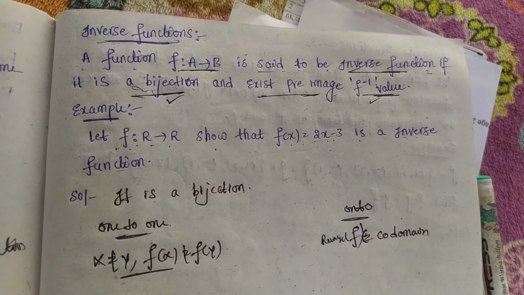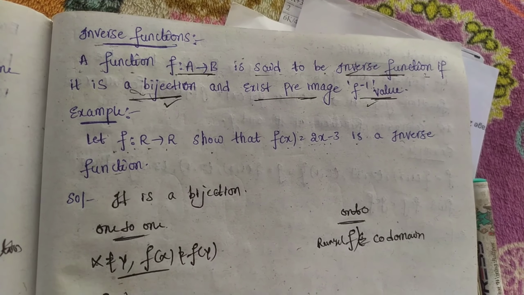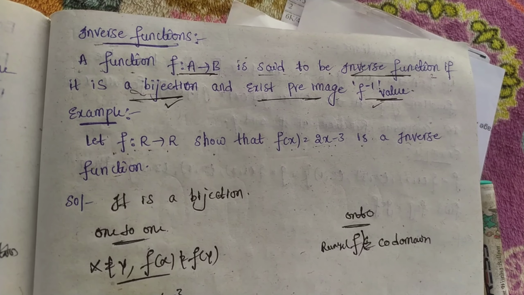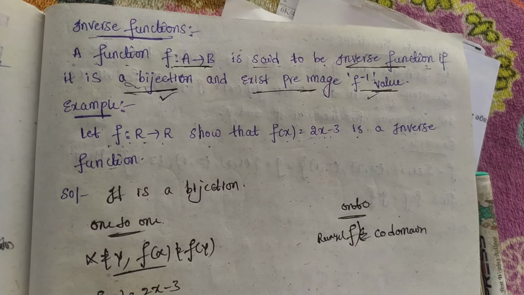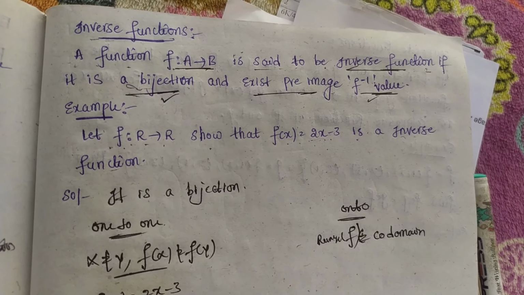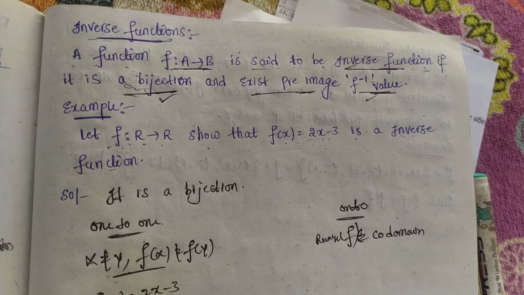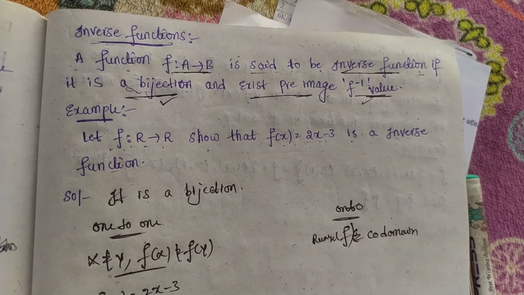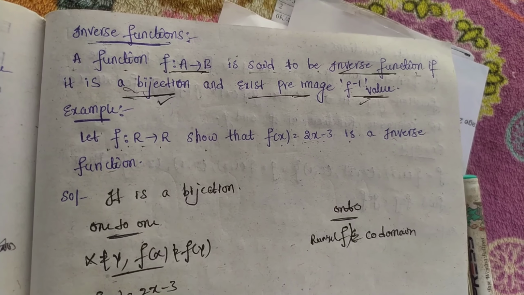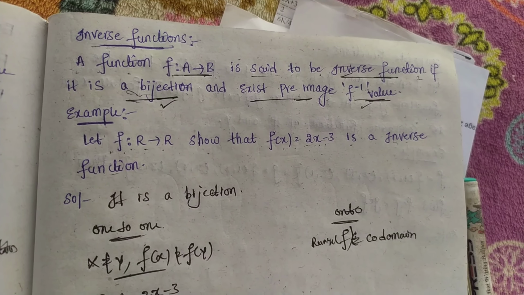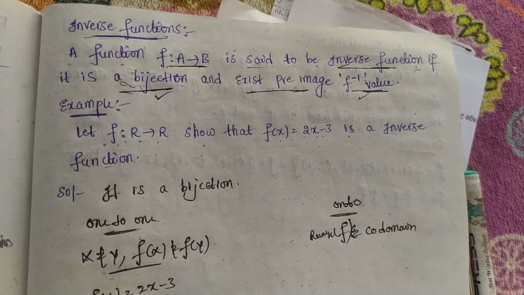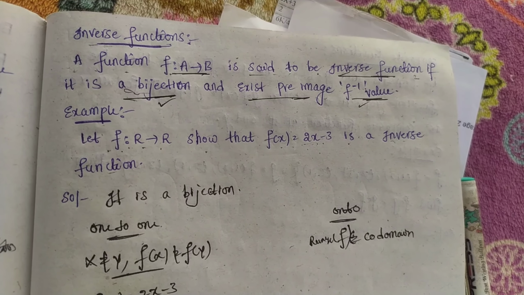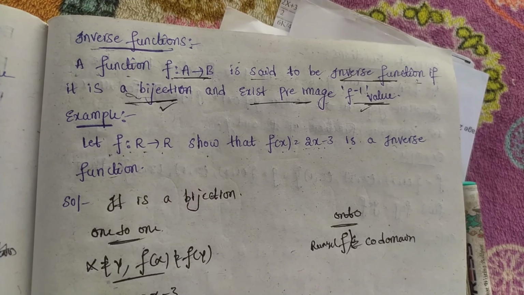Take f(x) = 2x - 3. First substitute -1. You get 2(-1) - 3, that is f(-1) = -5. So here -1 is the x value and -5 is the f(x) value.